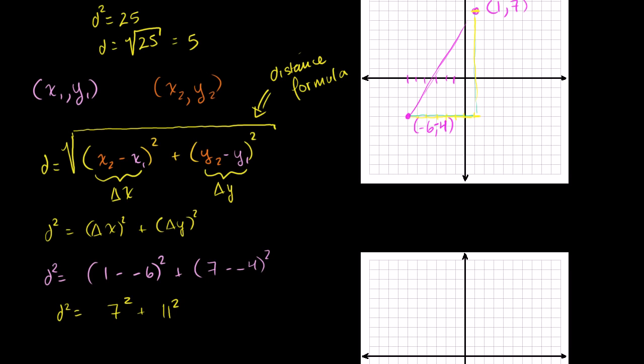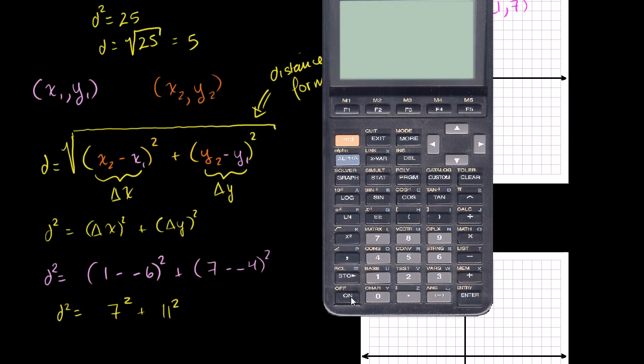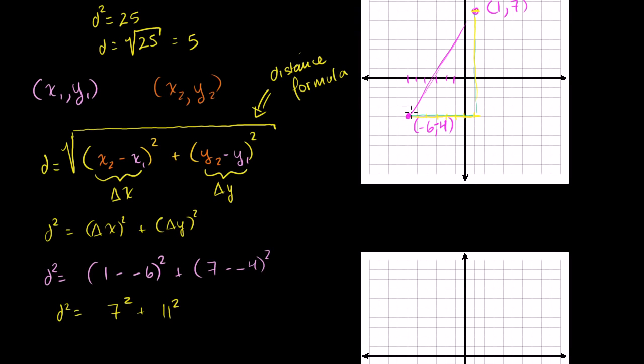So let me just take the calculator out. If we take 7 squared plus 11 squared, it's equal to 170. That distance is going to be the square root of that, right? D squared is equal to 170. So let's take the square root of 170, and we get roughly 13.04. So this distance right here, that we tried to figure out, is 13.04. Hopefully you found that helpful.